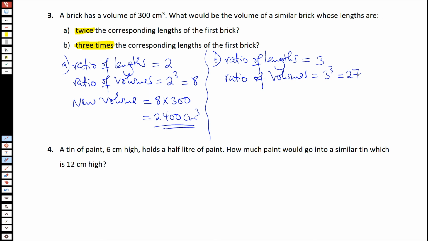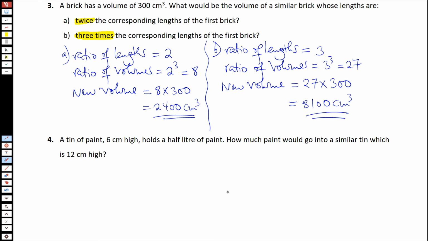And what that means is the volume of the new shape will be 27 times the volume of the original shape. So new volume will be equal to 27 multiplied by the original volume, which is 300. And if you work that out, that will be 8,100 centimeters cubed. And that's how you work out that question.